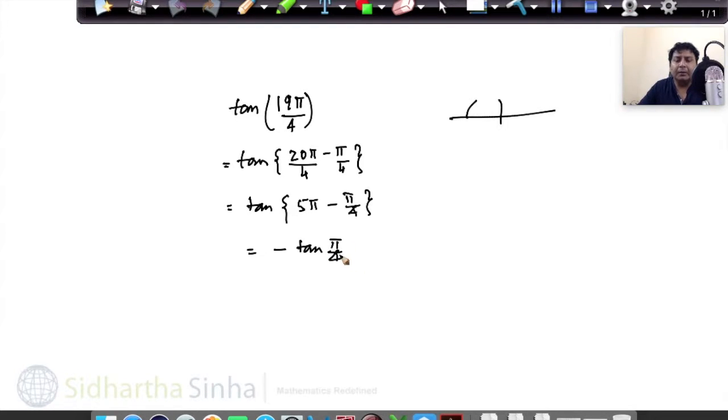Then tan pi by 4 is 1. You know tan 45 is 1. So minus 1. That means your answer is minus 1. So that's the way we can break any angle. If the angle is in degrees, then carry on with degrees. But if the angle is in radians, never reconvert to degrees. That's really a childish, puerile method. Okay, so there's no point.